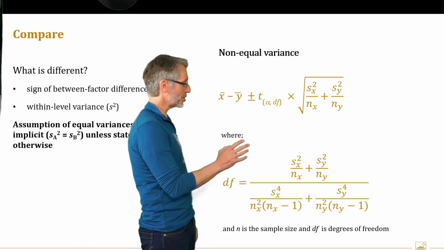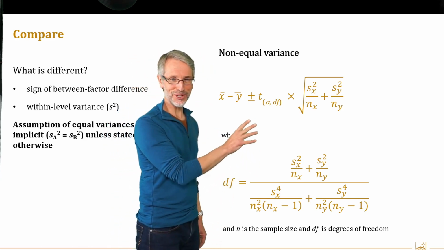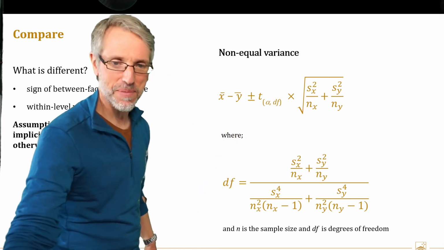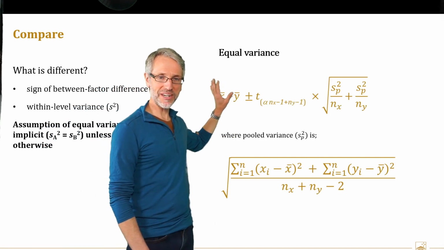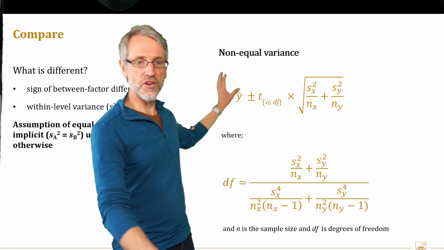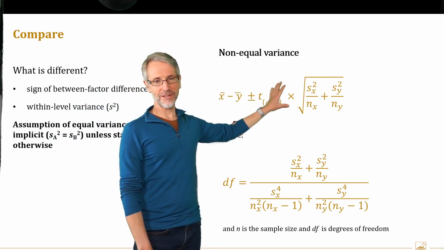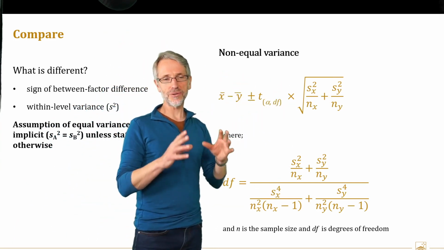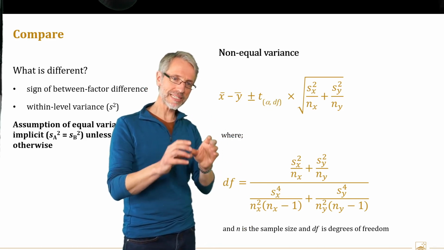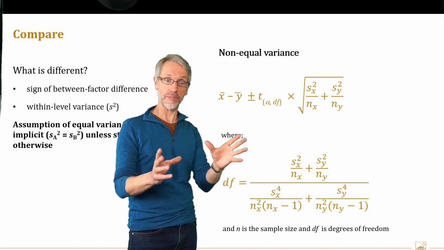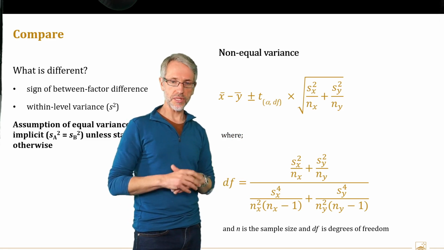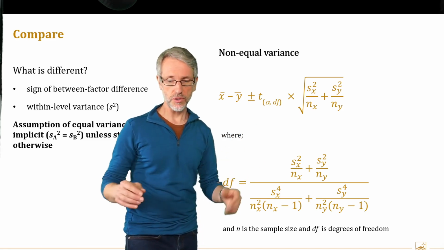Again, it's not essential that you can regurgitate or even memorize these equations. Just remember the difference between this equal variance based confidence interval and the non-equal variance based equation here. That difference is the difference between implicitly assuming, or rather explicitly representing, the variances as equal or treating them as different because they're not equal.